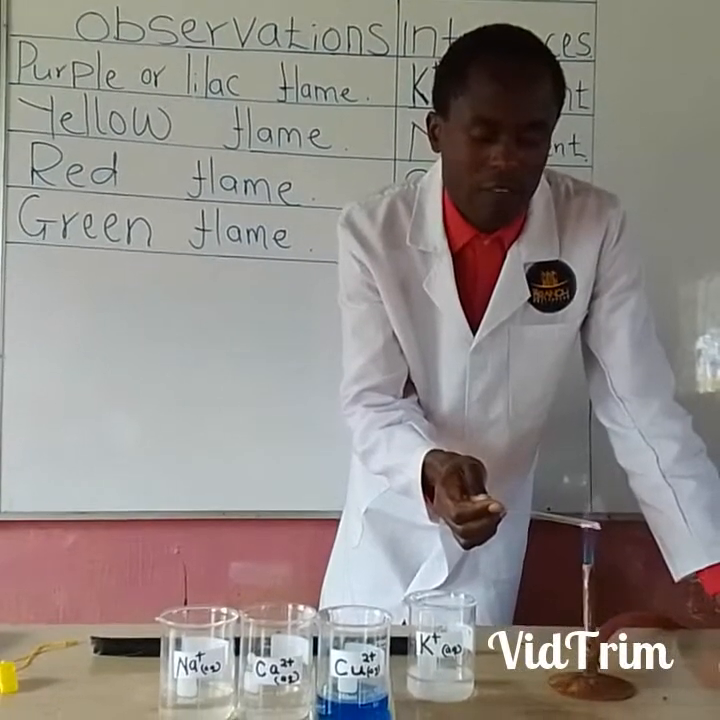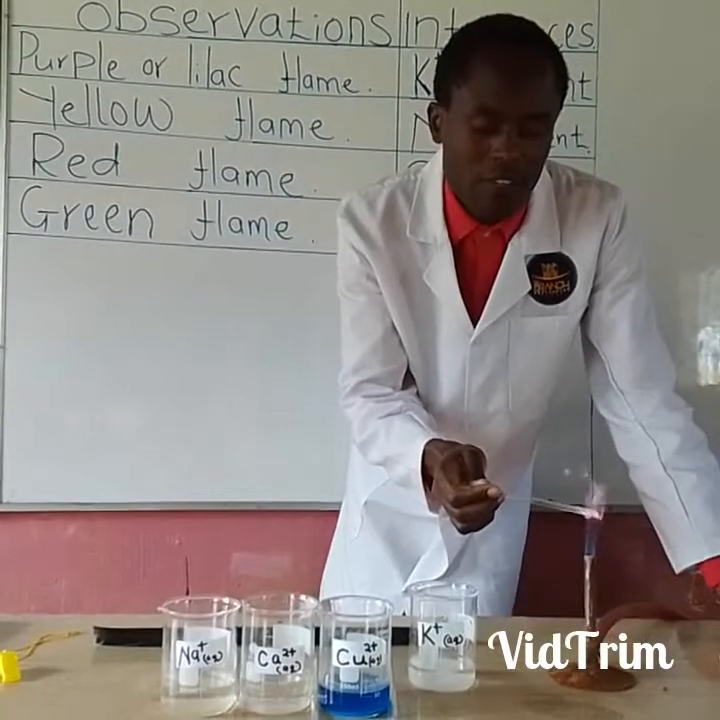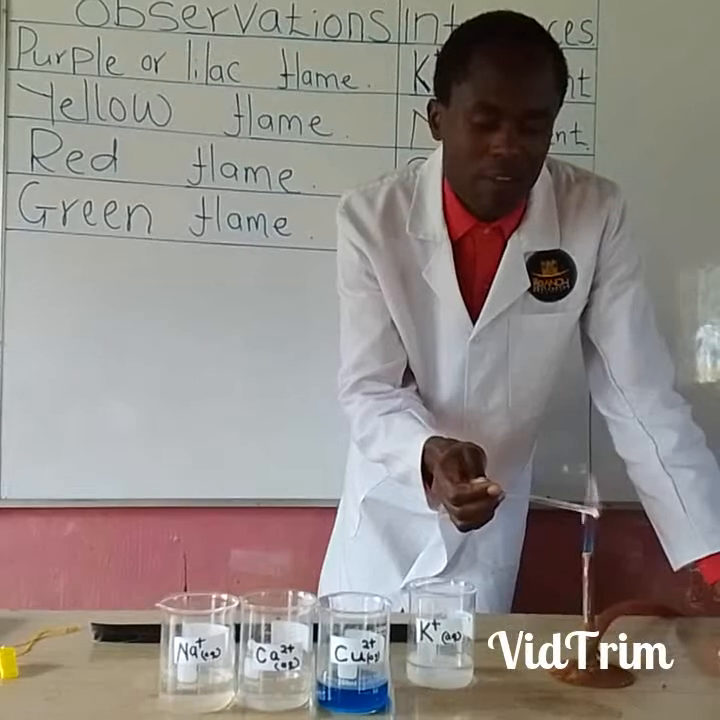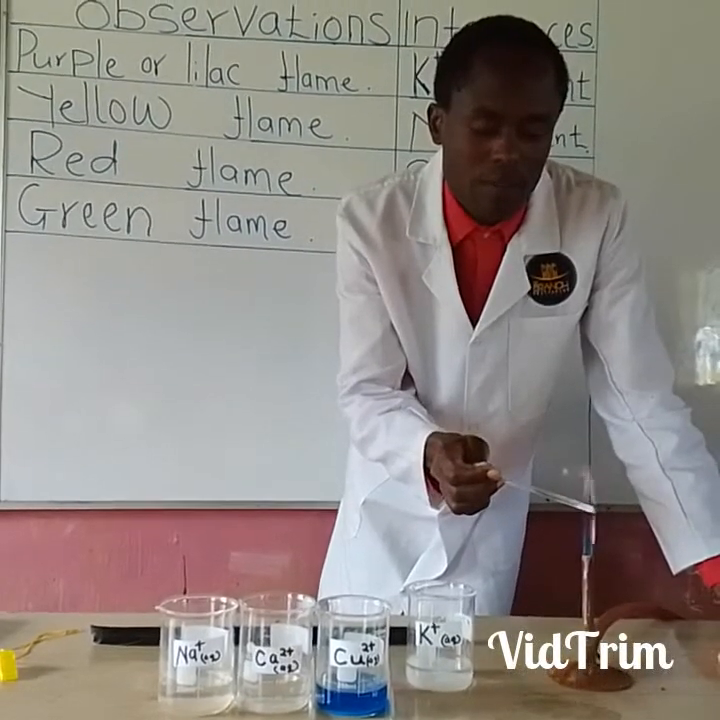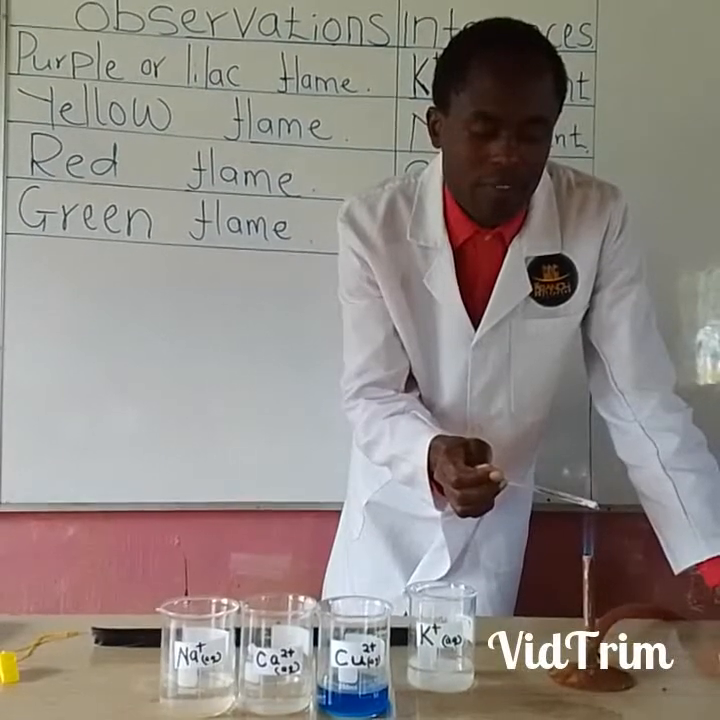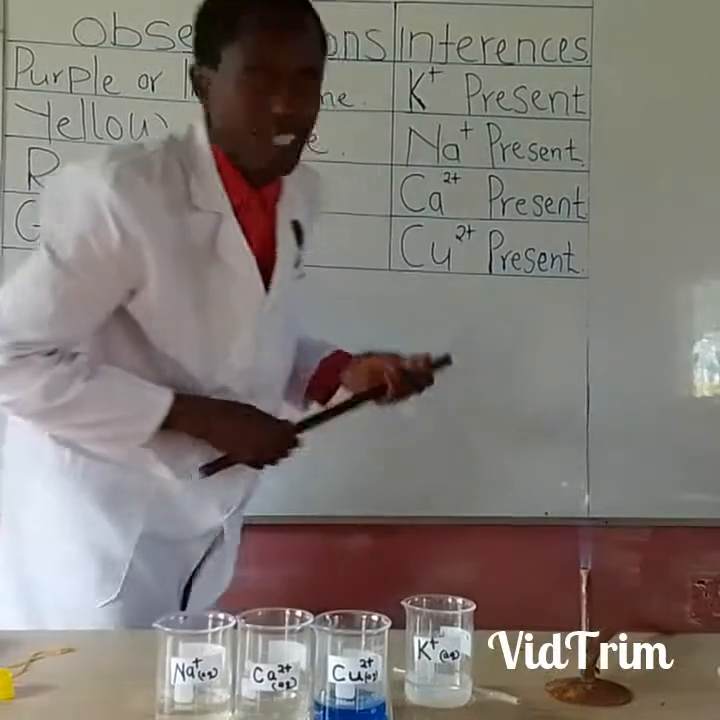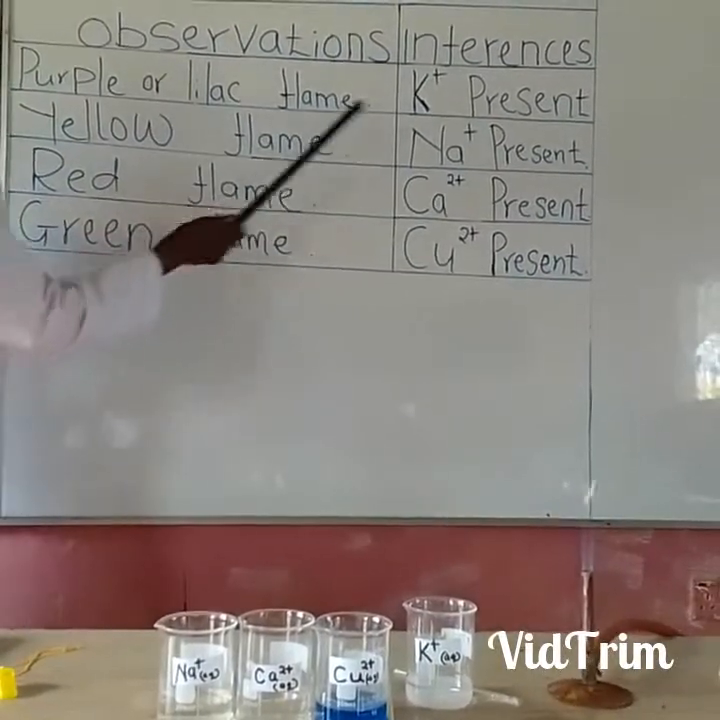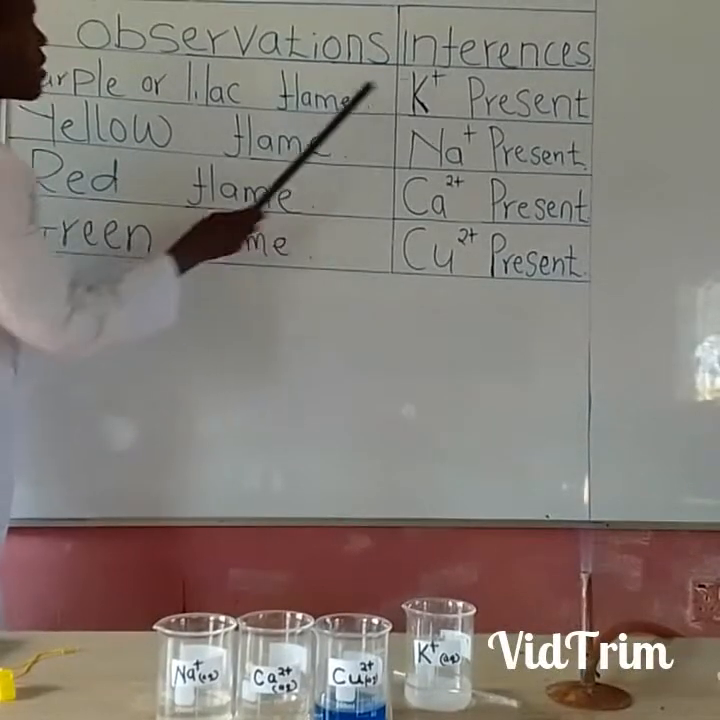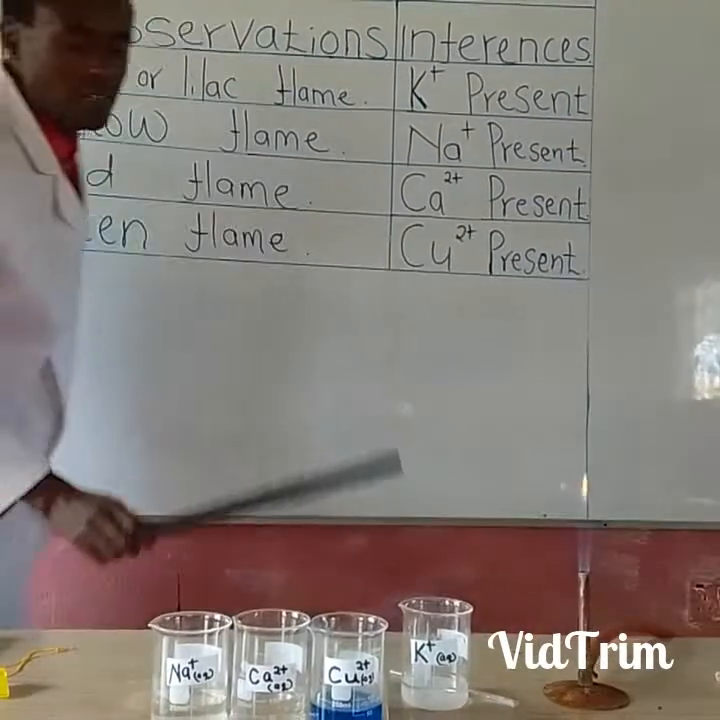This is a lilac flame or purple flame. You can focus and see the lilac or purple flame. Is it okay? So you have observed that for potassium ions, the flame is purple, or we call it lilac flame. Is it okay? You have observed.